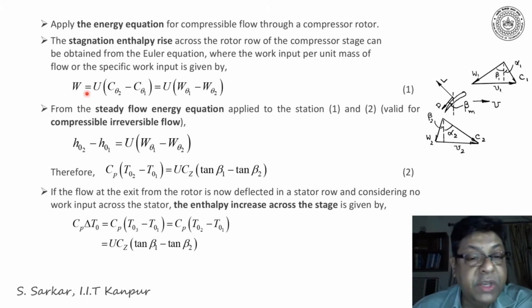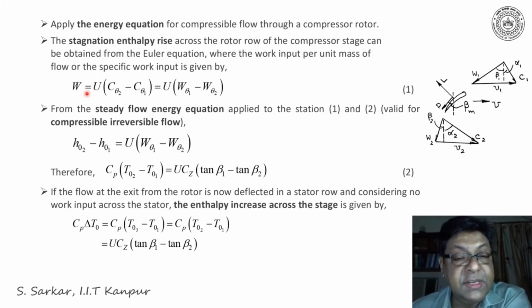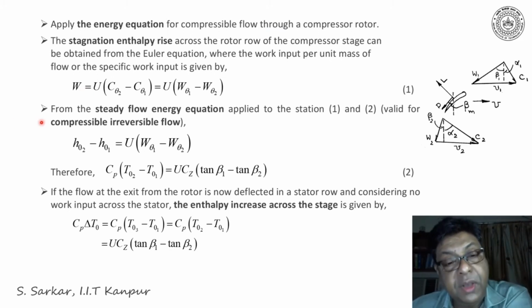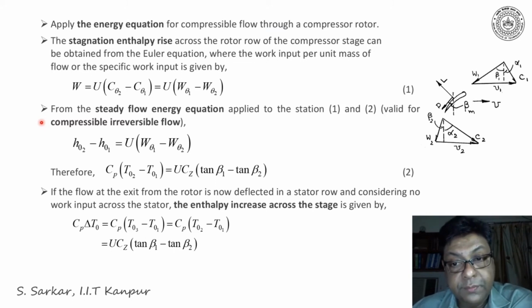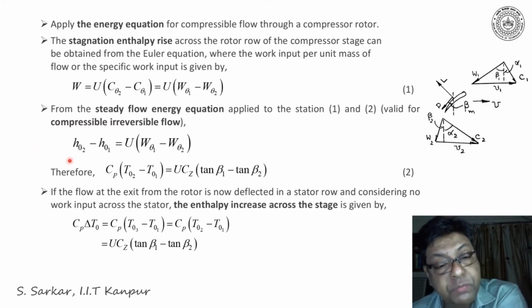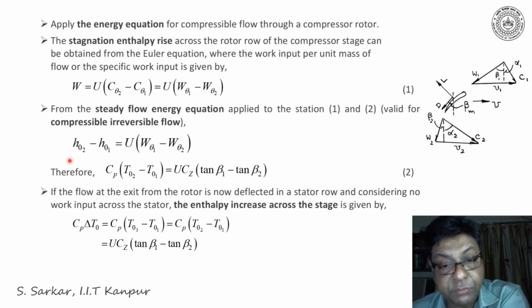That is equal to U into (W theta 1 minus W theta 2), where C theta is the tangential component of C and W theta is the tangential component of W, and U is the blade speed. Now from the steady flow energy equation applied between stations 1 and 2, which is valid for compressible irreversible flow, I can write h02 minus h01, that is, the enthalpy rise across the rotor, equal to U into (W theta 1 minus W theta 2).